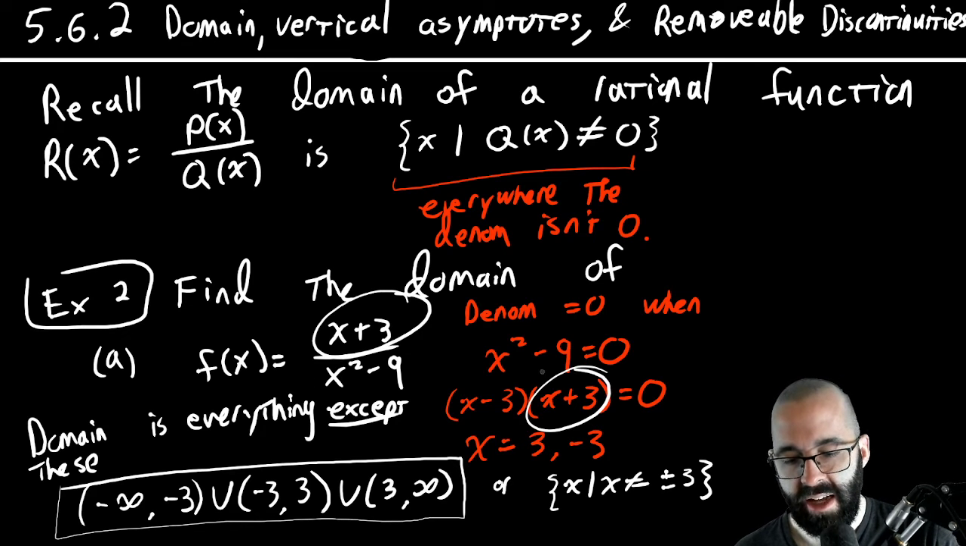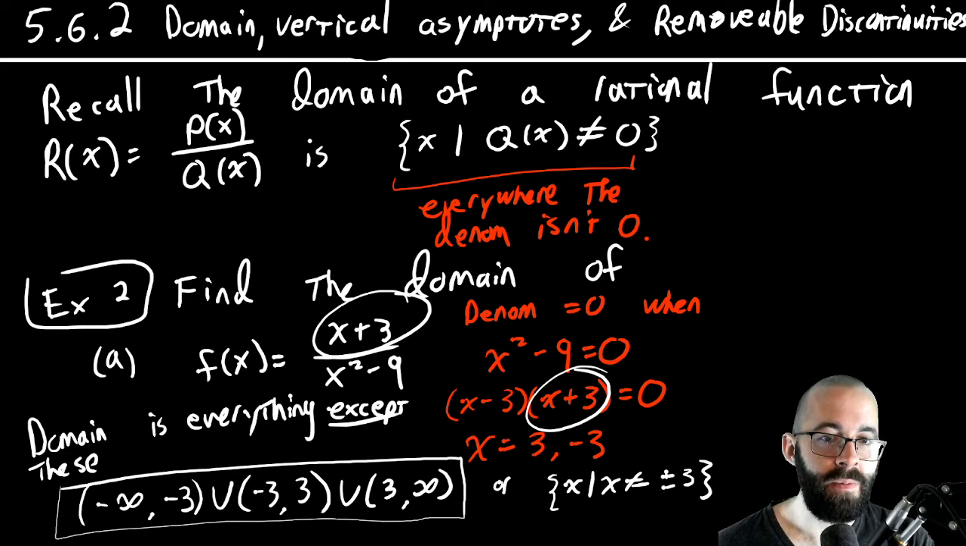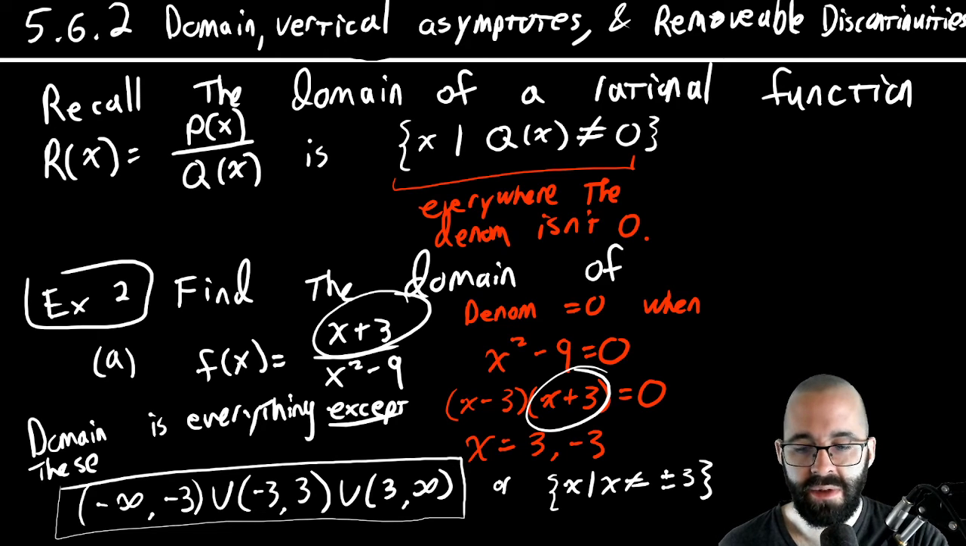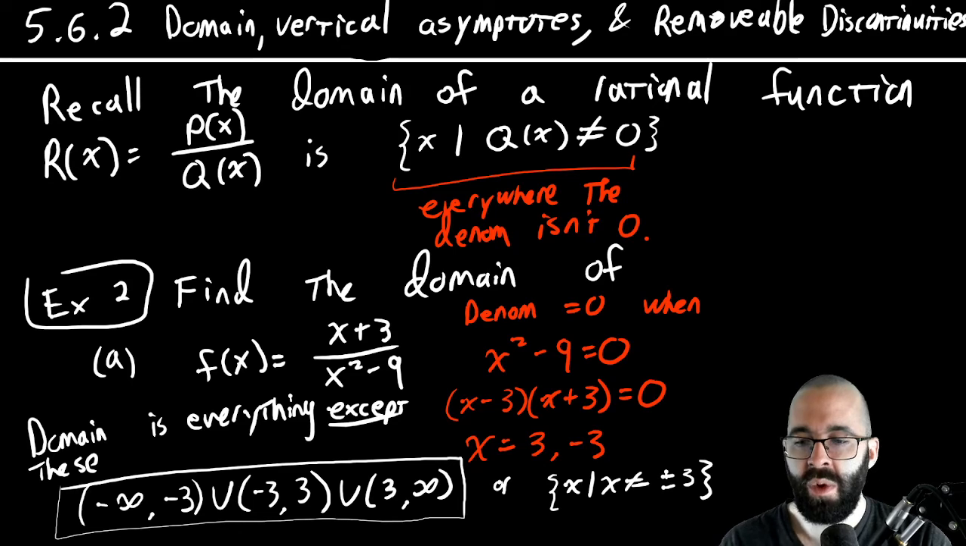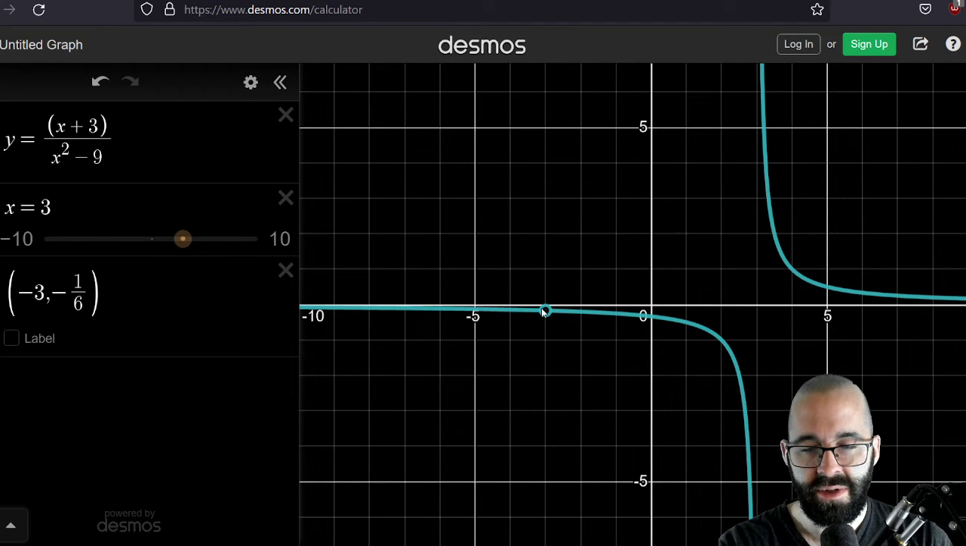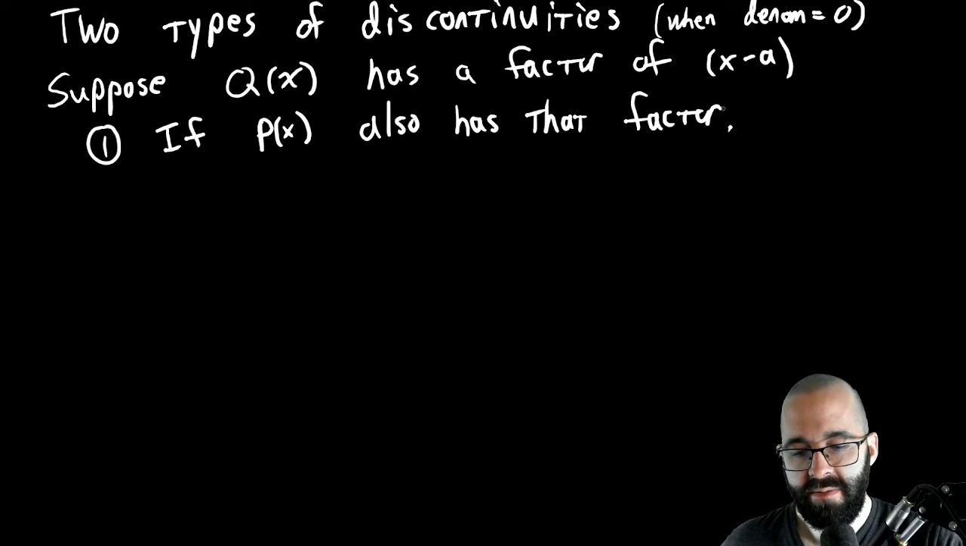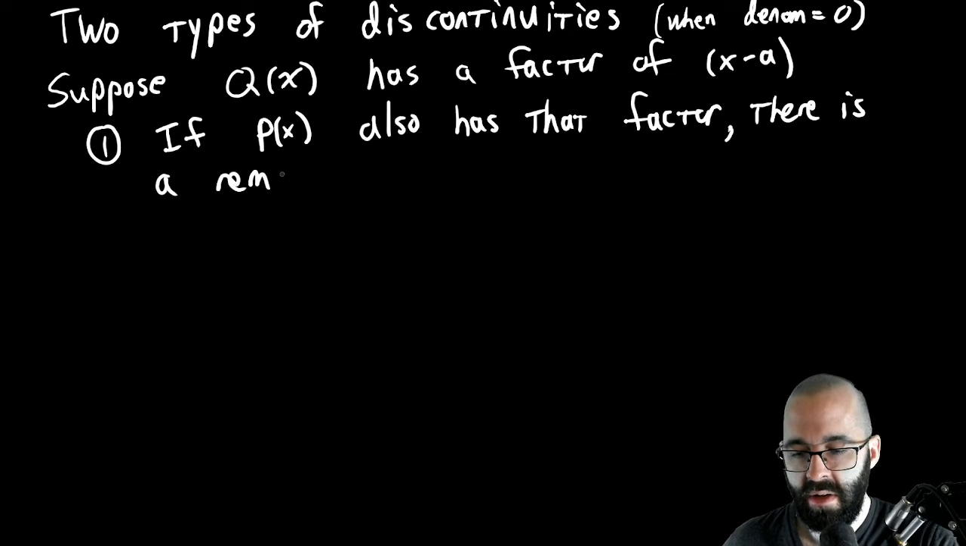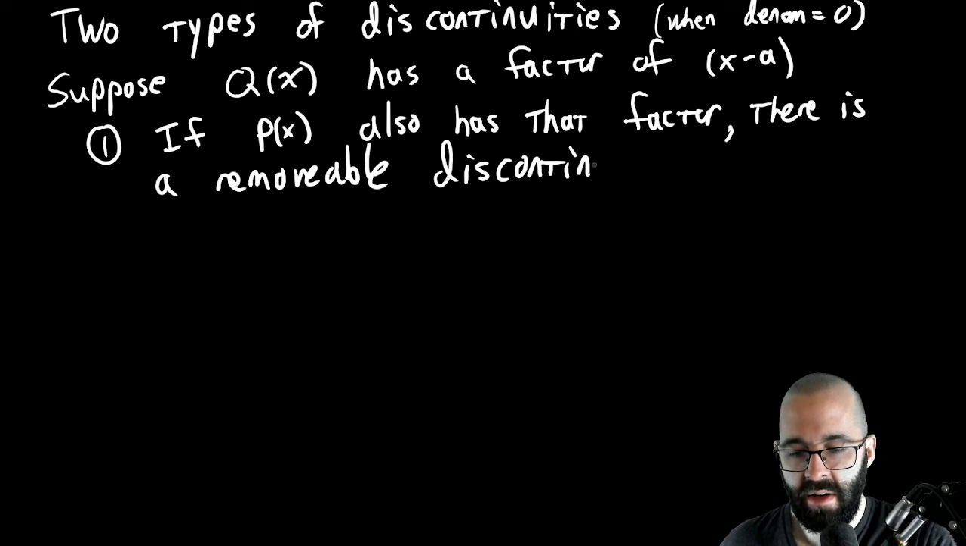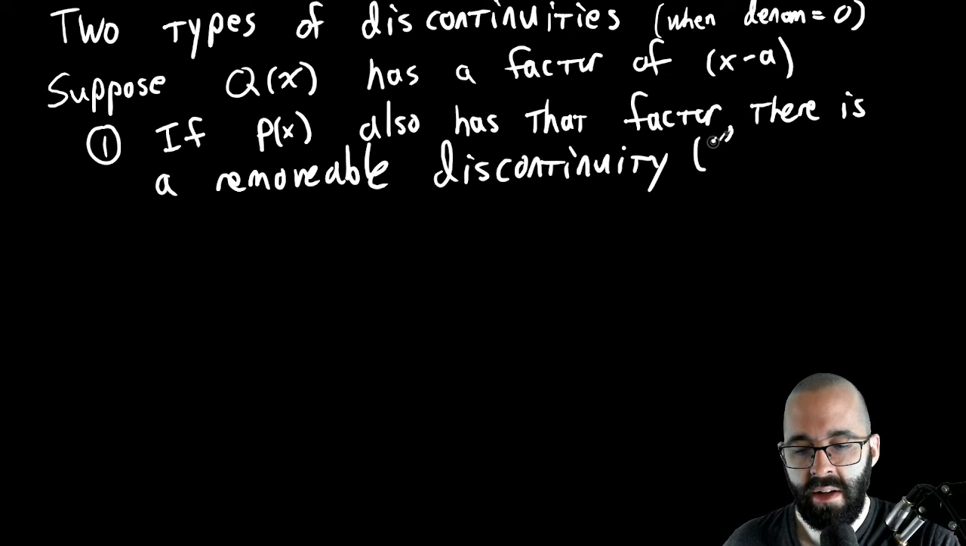Let's look at the x plus 3 case. That's what we're talking about first. If the top has the same factor as the bottom, then that 0, that's the 0 of x equals negative 3. What happened? That x equals negative 3 was a hole, a removable discontinuity. So if they both have that factor, there's a removable discontinuity right there. Again, colloquially, this is called a hole.